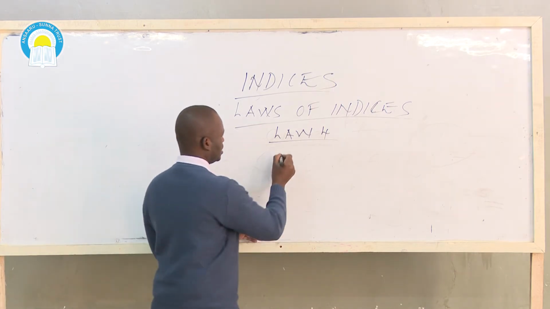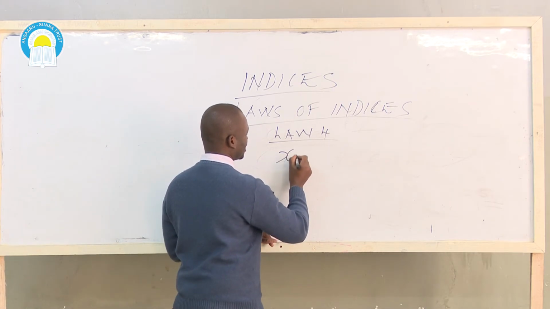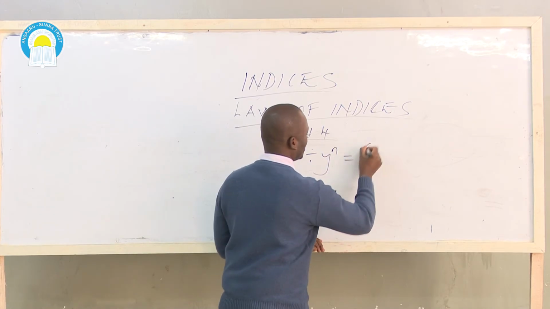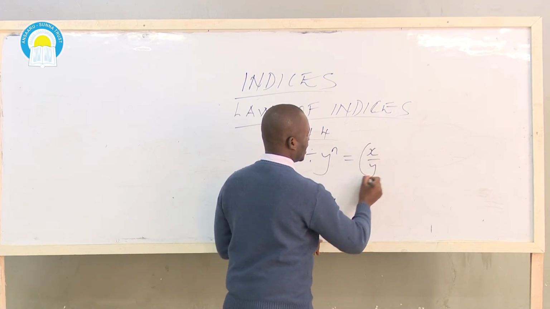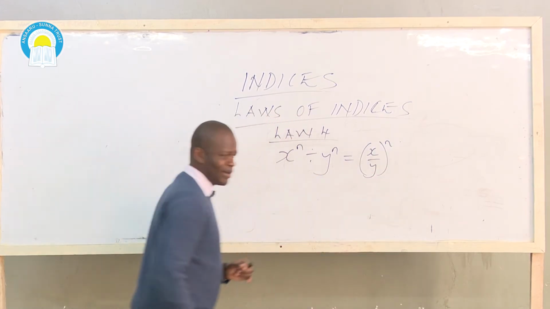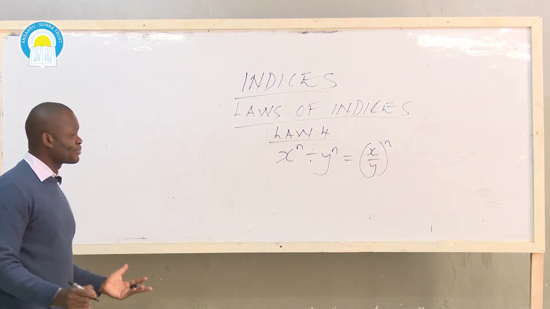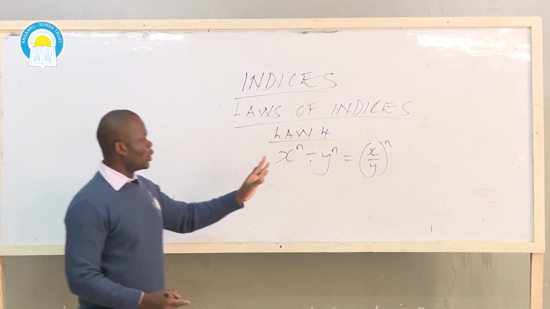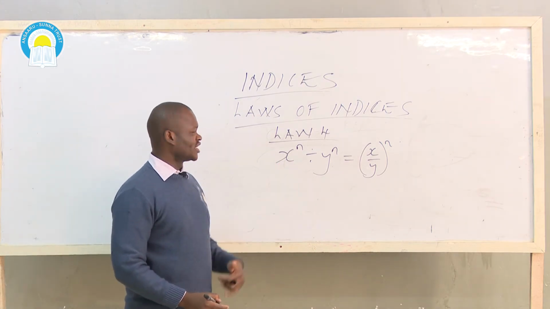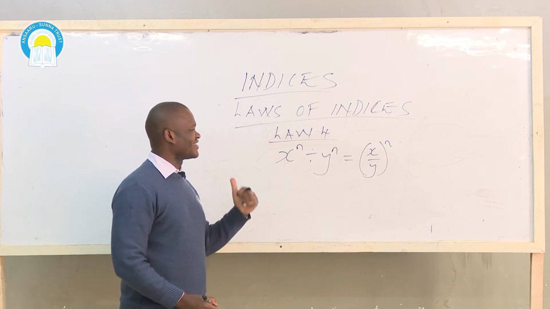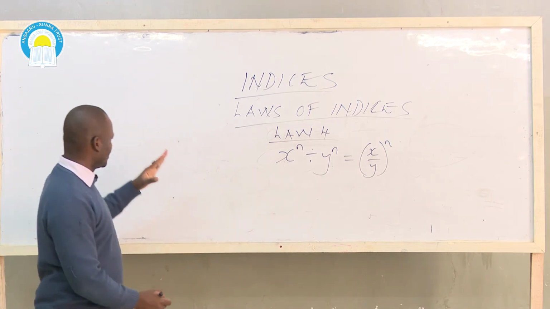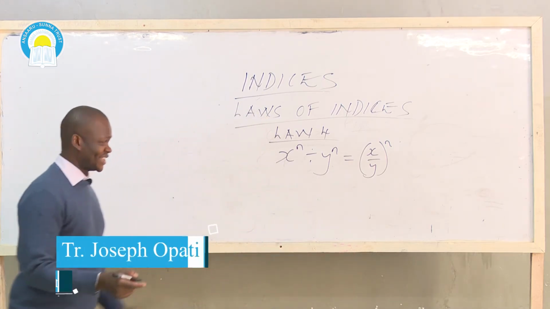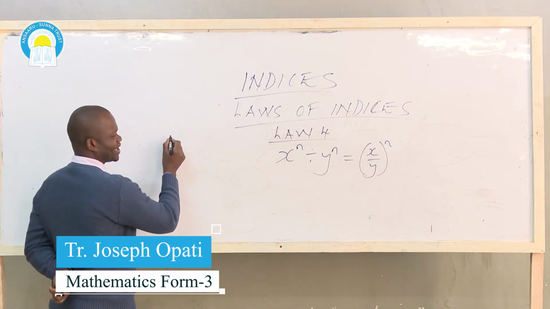Now this is the law in terms of how we state it. X power n divided by y power n is equal to x over y, all power n. What are the conditions? Same power, and then operation is division. So dividing numbers to a similar power. Again, just as an illustration to verify that, then I give examples.